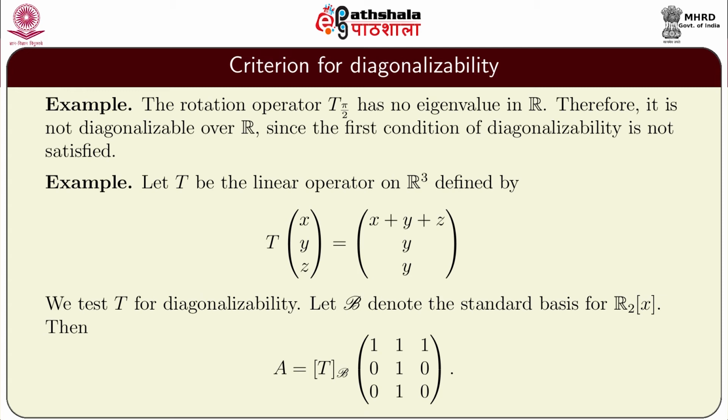Remember, we have to test two things. One is whether the characteristic polynomial of T splits in R, and secondly, we have to see whether the algebraic and geometric multiplicities of the eigenvalues match, or in other words, whether the nullity of the eigenspaces are exactly equal to the algebraic multiplicities of the eigenvalues or not.